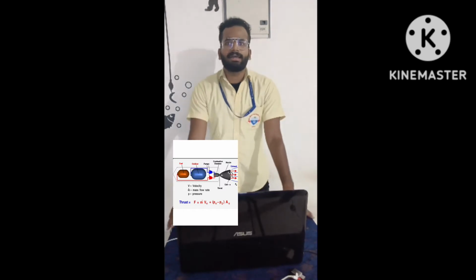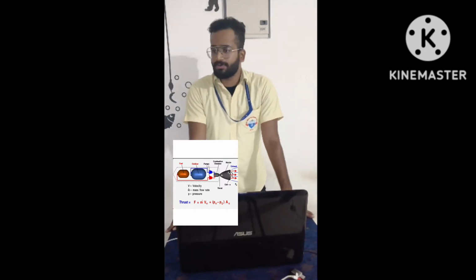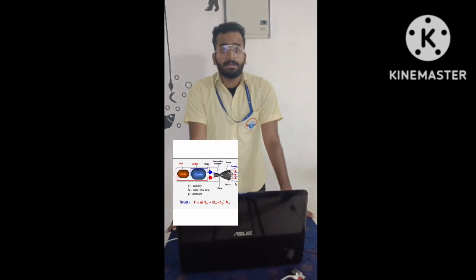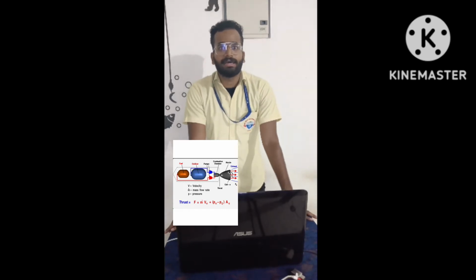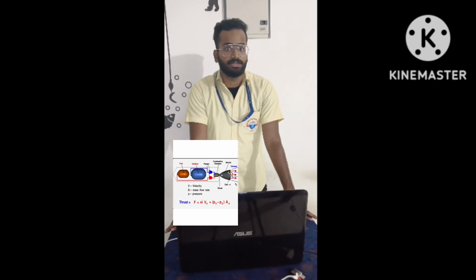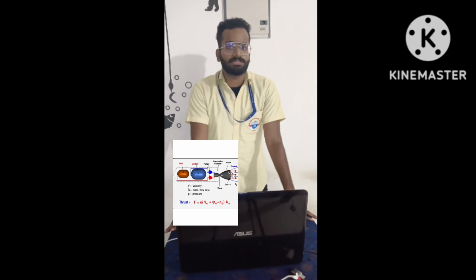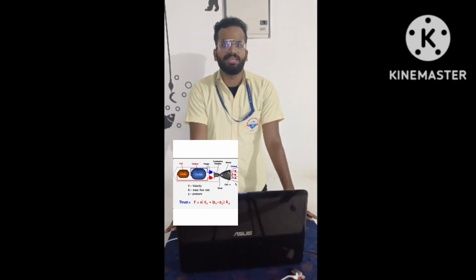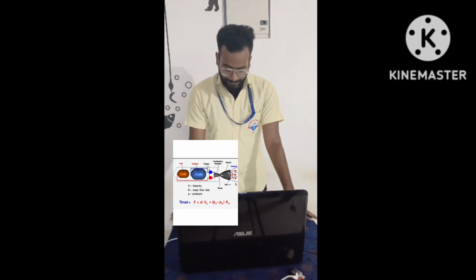This is one of the diagrams of a cryogenic engine. V is represented as velocity, m as mass flow rate, P as pressure. The formula of thrust is F = m·ve + (Pe − P0)·A.